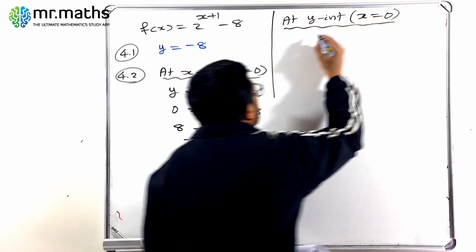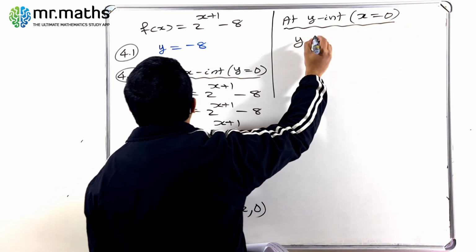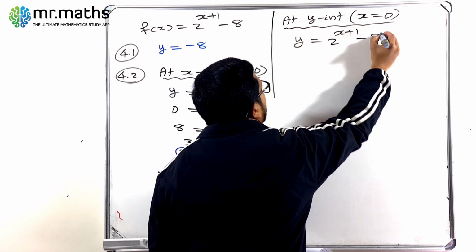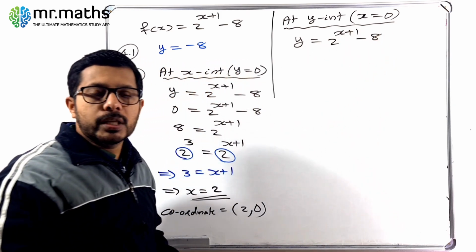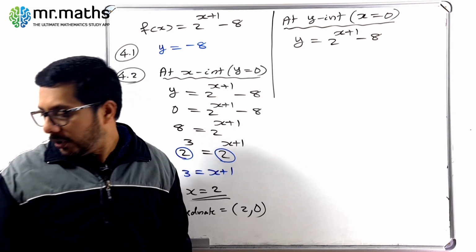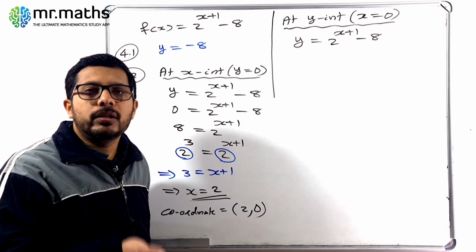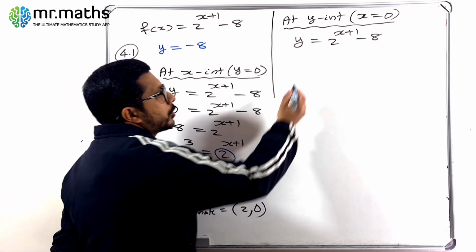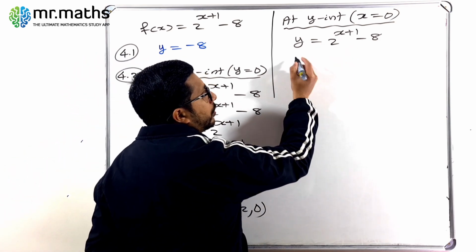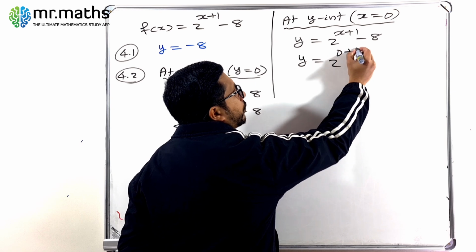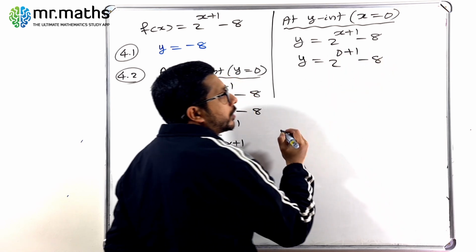So let's write the equation once more. y is equal to 2 raised to x plus 1, minus 8. In this equation we have to substitute the value of x as 0. So substitute here, this is x, so it is 0. So y is equal to 2 raised to 0 plus 1, minus 8.